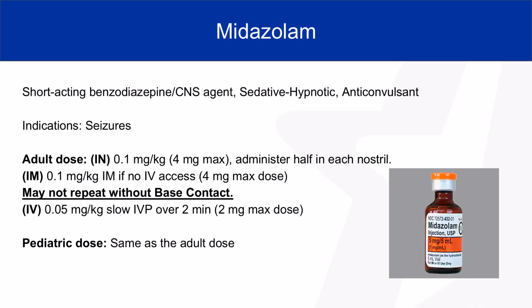Intramuscular, 0.1 milligrams per kilogram if no IV access, again to a 4 milligram max dose. This route may not be repeated without base contact. IV is 0.05 milligrams per kilogram, slow IV push over 2 minutes to a max dose of 2 milligrams. The pediatric dose is the same as the adult dose.